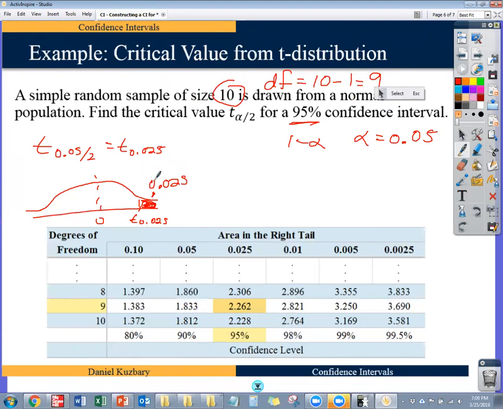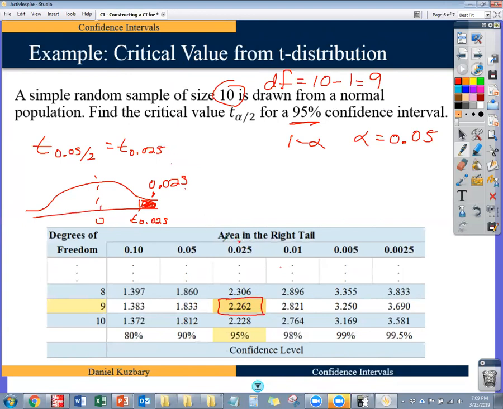and I know that to be 0.025. I got that from dividing alpha by 2. So my area in the right tail is 0.025, which gives me this number as my critical value. So this table might be a little easier to use because you put in alpha over 2 here.